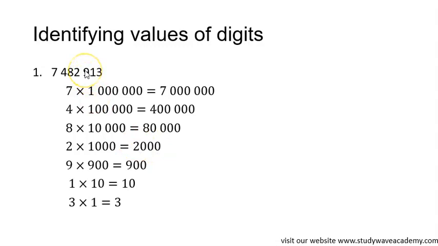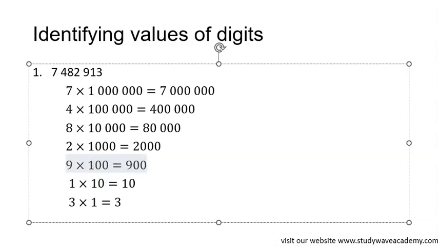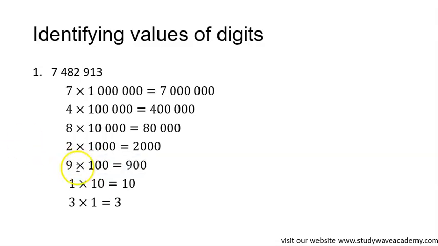The next digit 9. The digit 9 is in the hundreds place, so its value is 9 times 100. This should be 100, sorry. So 9 times 100 is going to give you 900. Okay? The next digit is 1. The digit 1 is in the tens place, so its value is 1 times 10, which is equal to 10.